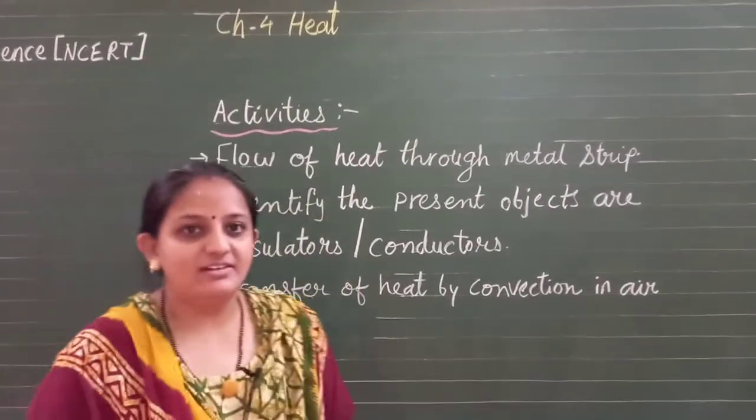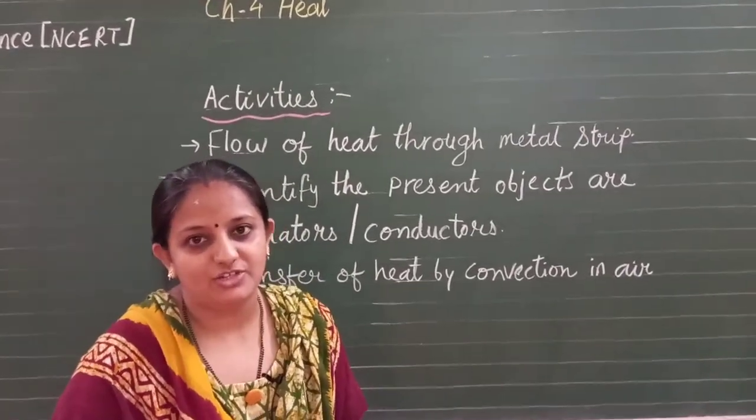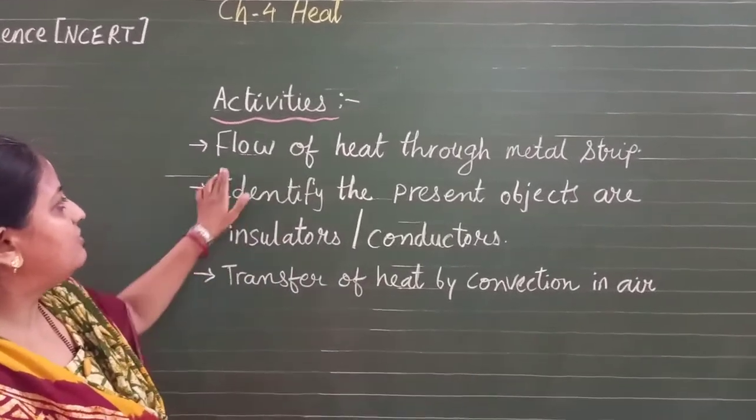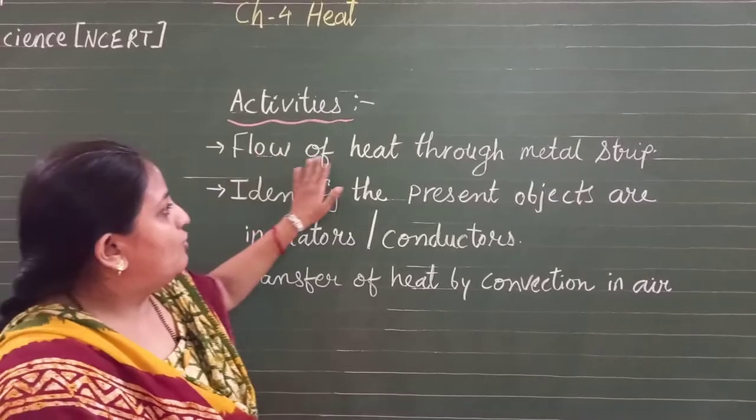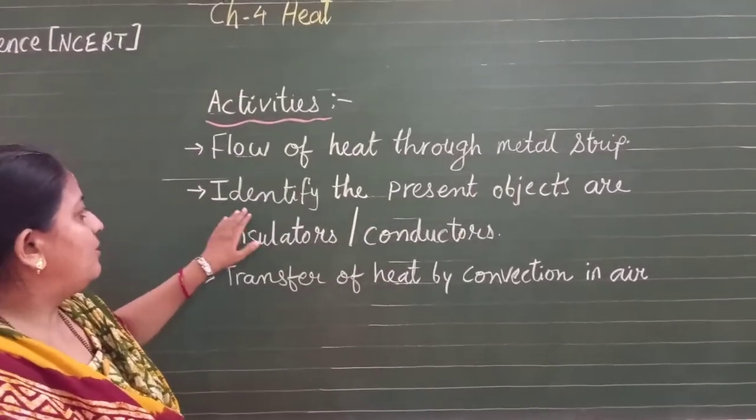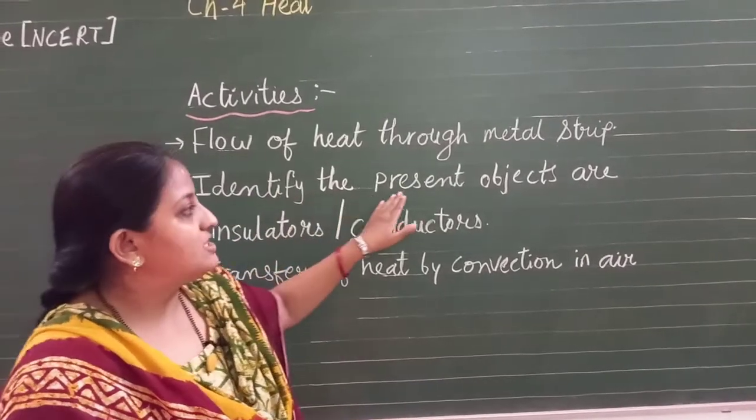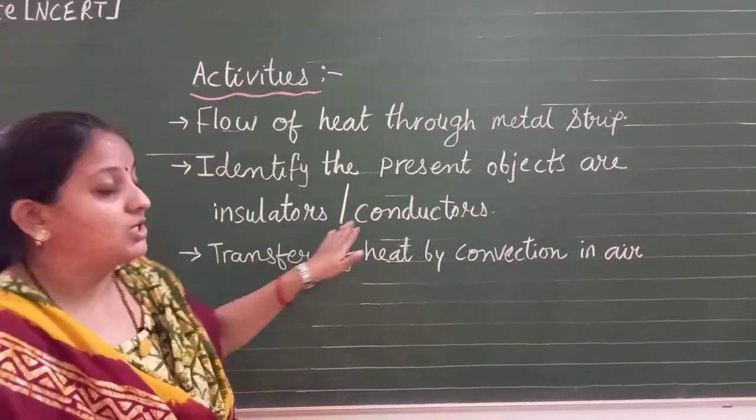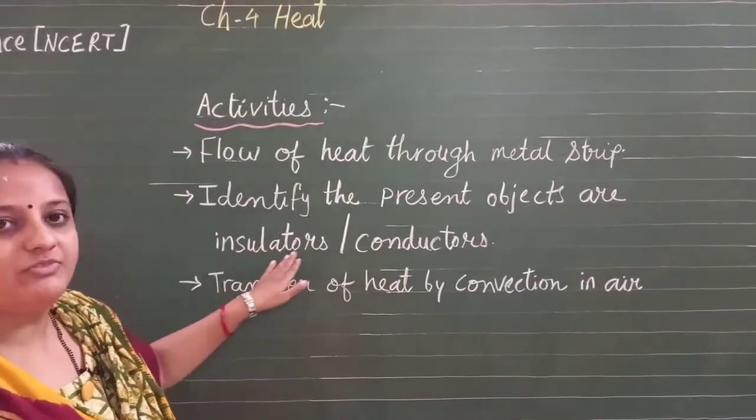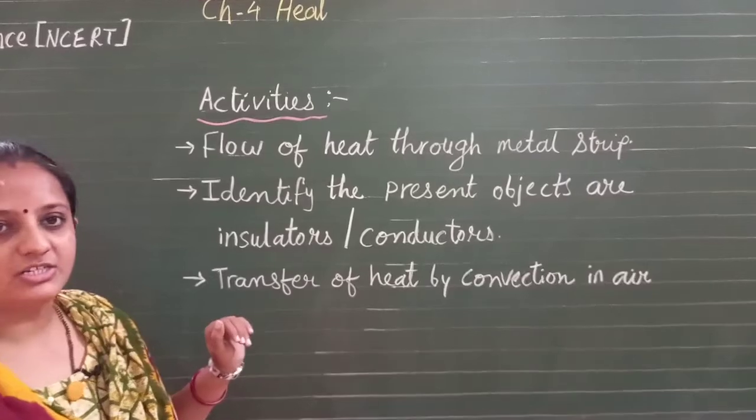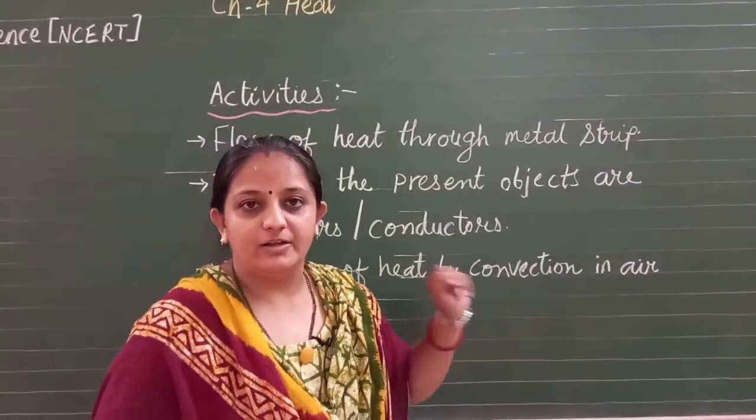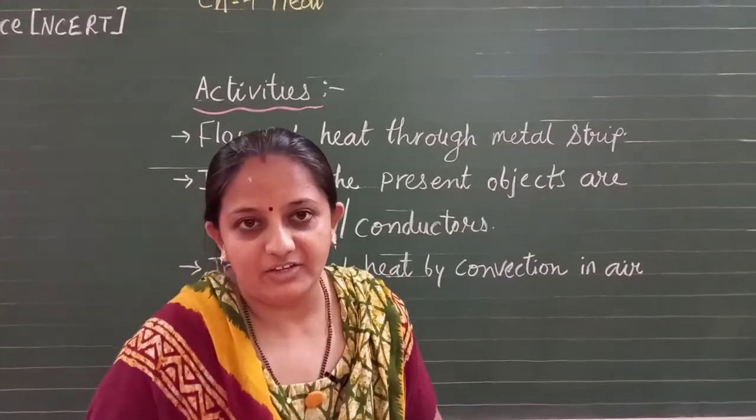Now as we understand about conduction, convection, isn't it? Now we'll perform the activities related to it. The first activity we will perform is the flow of heat through a metal strip according to the textbook. The second one is to identify whether the given objects are insulators or conductors, that is, the substance which allows heat to transfer or which does not allow, that is a poor conductor. Next, the transfer of heat by convection in air. So let us begin with the activities.